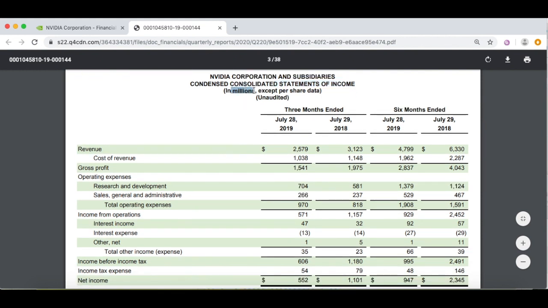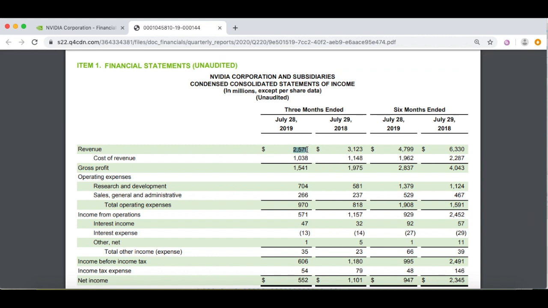Again, our terms are in millions here, so we're adding 6 zeros to these numbers. So a 2,579, this is actually 2.5 billion with a B. So something to keep in mind as you're looking at companies of all different sizes.